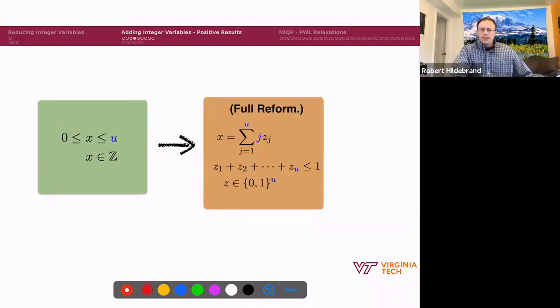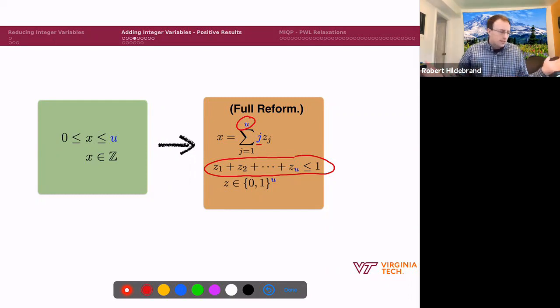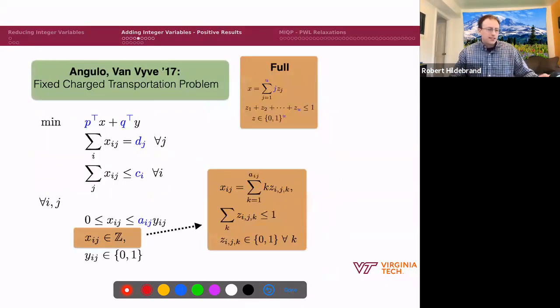Okay, turns out you could do this in a different way. You could also think about using lots of binary variables, say one for every integer value between 0 and u. I call this the full reformulation because we have this coefficient here. Then we ask that the sum of the binary variables is less than 1. So really you pick off a single binary variable, and it tells you what value of x you're going to take. Okay, so you could try both of these and see what happens.